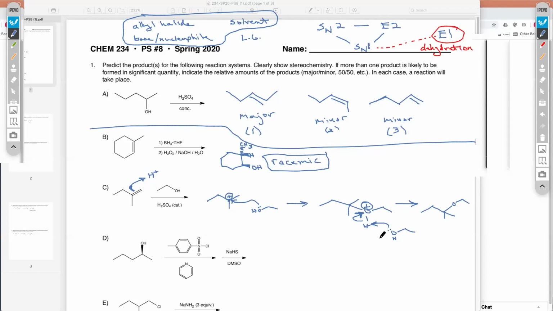Now, keep in mind here that this is not a stereocenter, and so we don't need to show wedges and dashes. If this was a stereocenter, let's say I had a purple group or something here, then you would need to show stereochemistry.